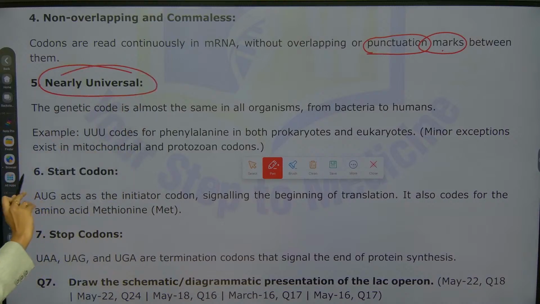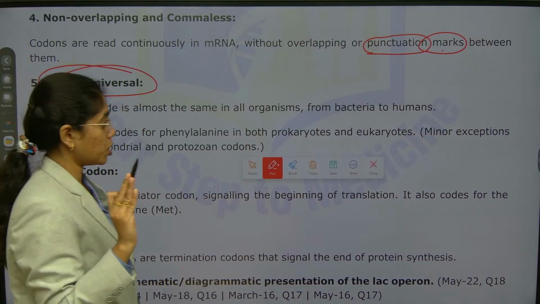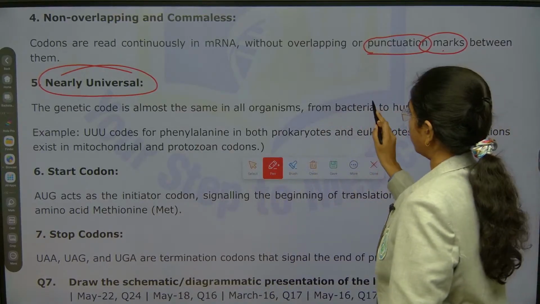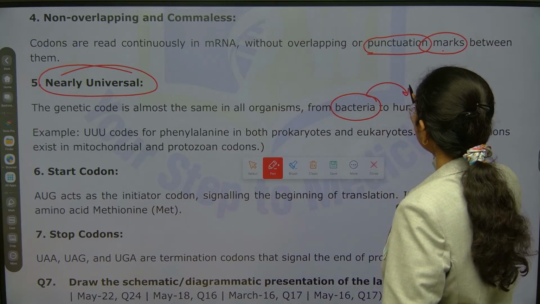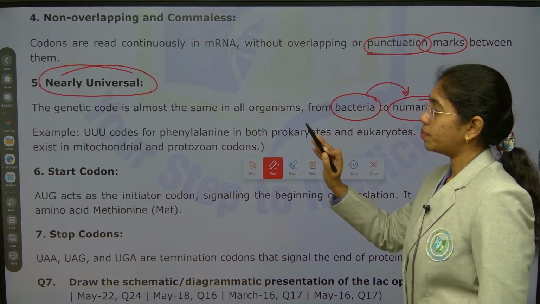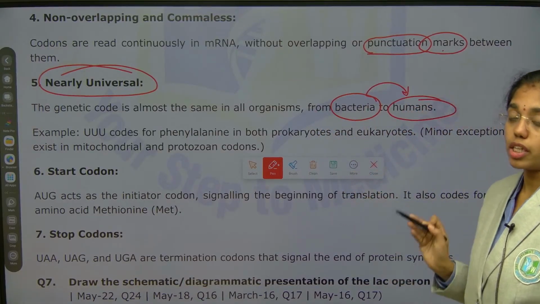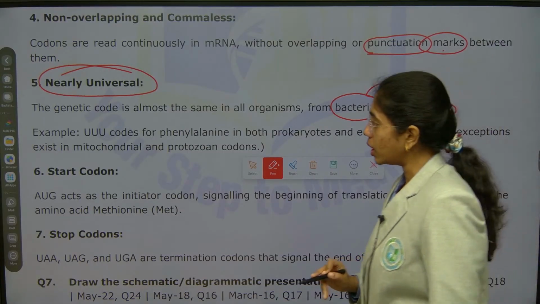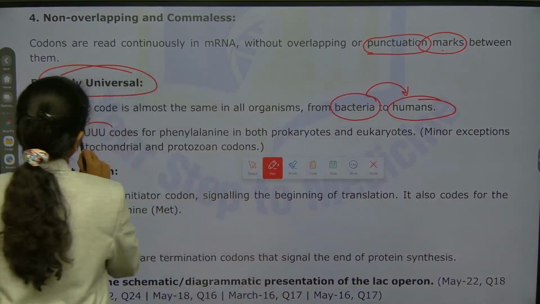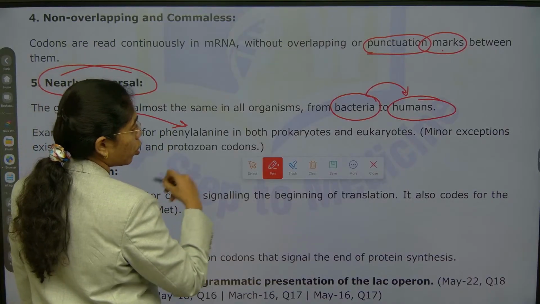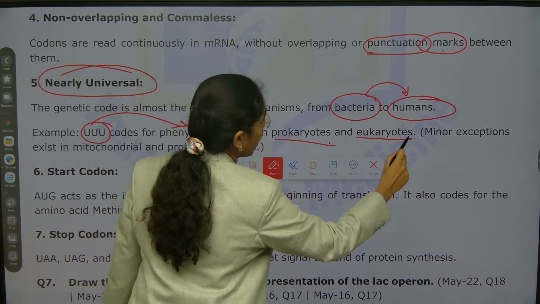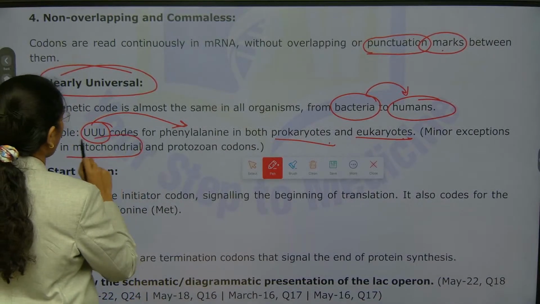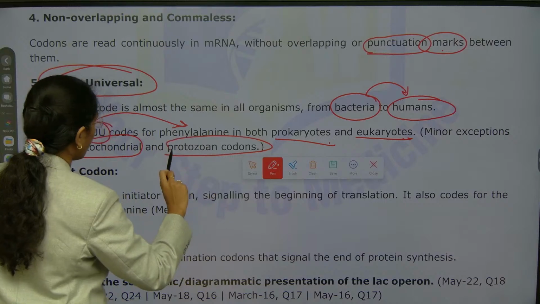The genetic code is almost the same in all organisms, be it a prokaryotic cell or a eukaryotic cell. So, from bacteria to humans, all the genetic code is what? Universal. It is specific for a single amino acid. For example, if you see UUU, this codes for what? Phenylalanine in both prokaryotes and eukaryotes. Minor exceptions exist in mitochondrial and protozoan codons.